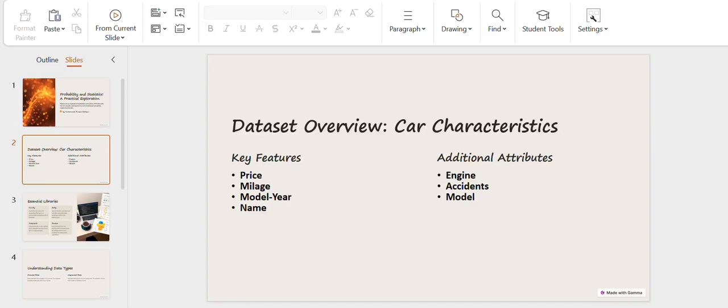Additional features: engine, which basically includes the engine type; accidents, whether the car has been in an accident or not. The third one is model. It tells us about the model of the car.